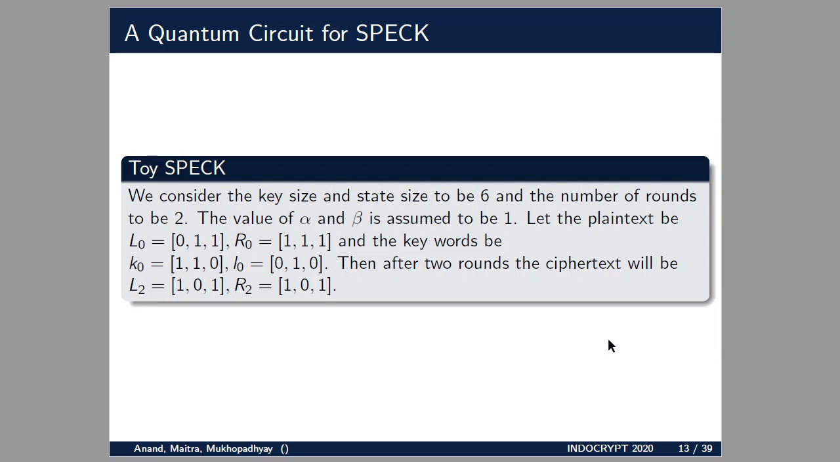We construct a SPECK-like toy cipher to implement it in the IBM Q interface. We consider the key size and the state size to be 6 and the number of rounds to be 2. The values of alpha and beta are assumed to be 1. If the plain text is L0, R0 equal to 011 and 111 and the key is 110 and 010, then after 2 rounds the ciphertext will be 101, 101.